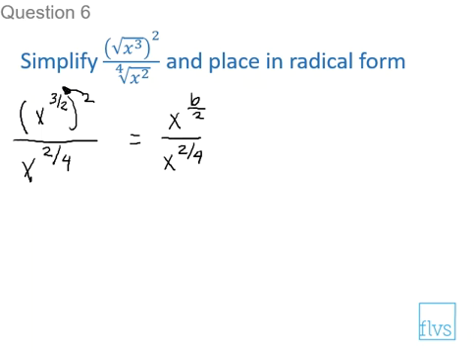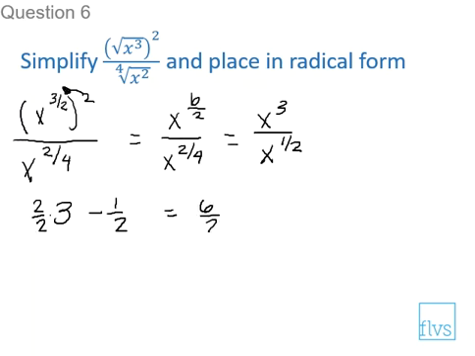Okay, let's go ahead and reduce our fractions now. So 6/2 is the same thing as x to the 3rd, and 2/4 is the same thing as x to the 1/2. So we're going to subtract 3 minus 1/2. The common denominator is 2, so we're going to multiply this by 2/2, giving us 6/2 minus 1/2, which would be 5/2.